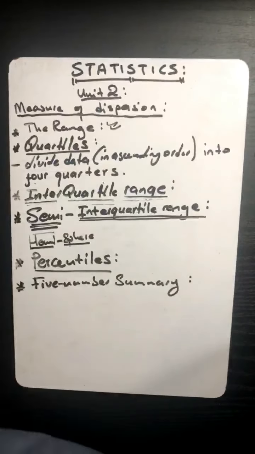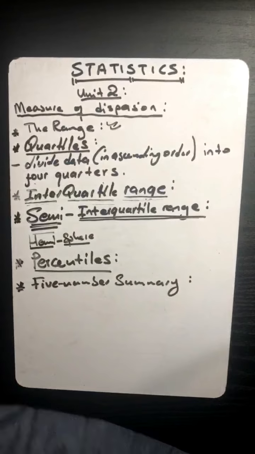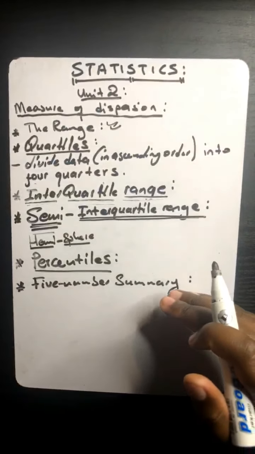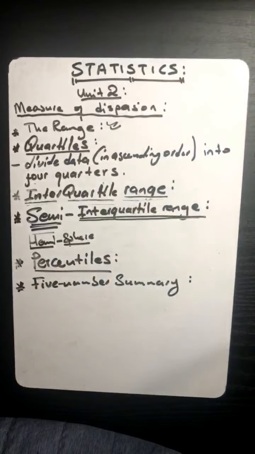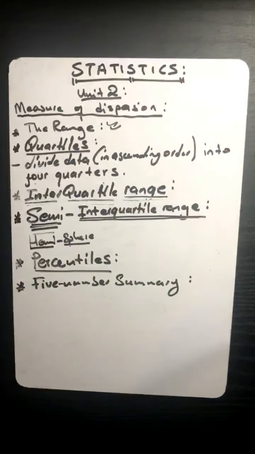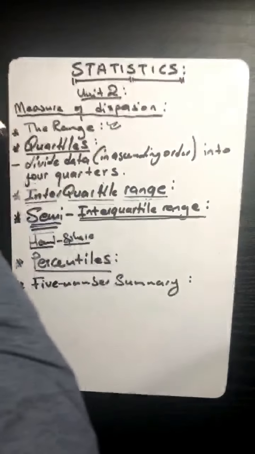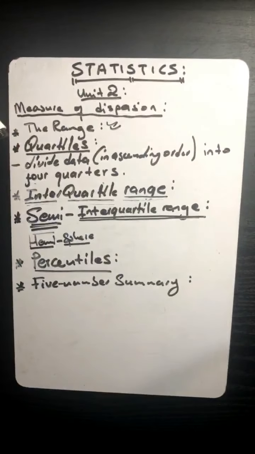A 5-number summary is almost a summary of all of this, where number one means number 1.